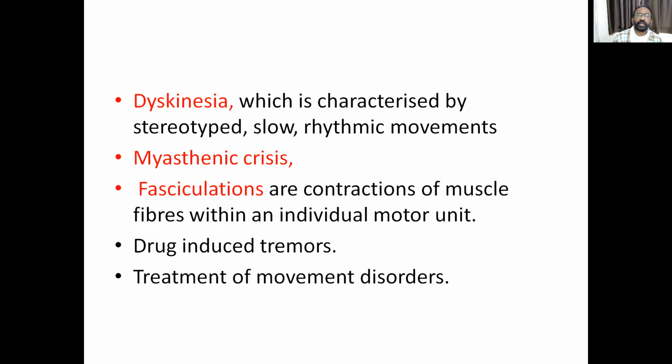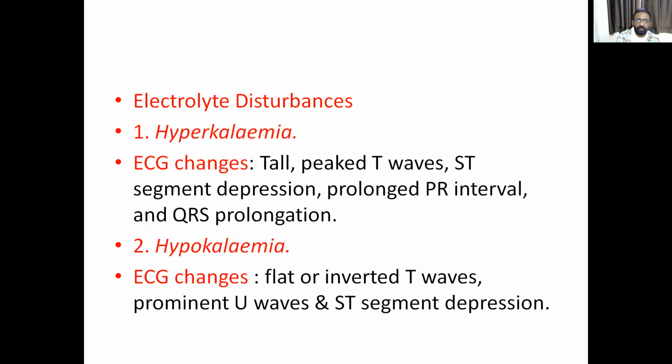And dyskinesia, characterized by stereotyped and slow rhythmic movements. And myasthenic crisis, and fasciculations, or contractions of the muscle. You can see fasciculations in the case of tetanus, they are more prominent in tetanic patients. These muscular movements can be treated.